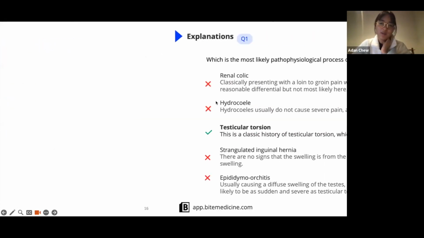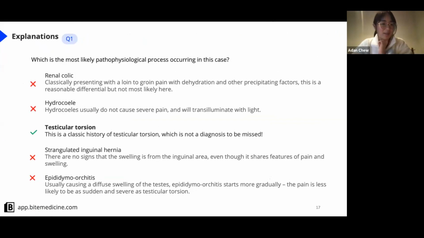Okay, yes, so everyone's got it correct so far. It is testicular torsion. It's a very classic history, and it's not something that you want to miss. Otherwise, there'll be severe consequences. Obviously, there are other differentials to consider, such as a hydrocele, but it says that the testes did not transilluminate with light. Epididymitis is also a reasonable differential, but it's usually more subacute and doesn't start as acutely as a torsion.